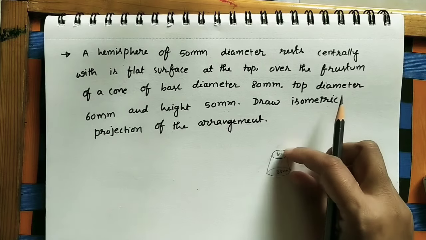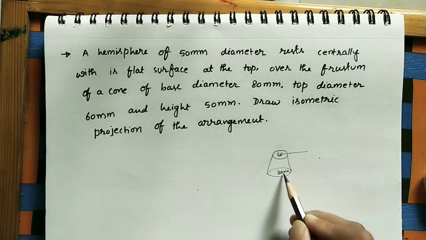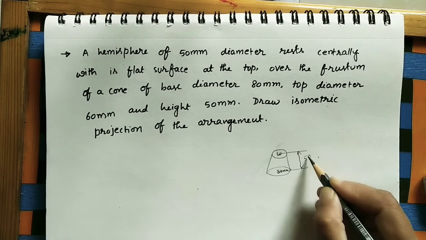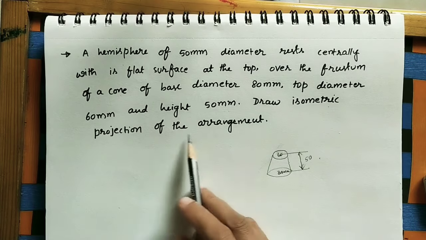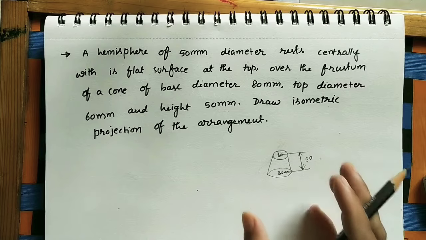And height is 50 mm. Height means the height of this frustum, from the center of this smaller one to the center of this bigger one. That is called height. How much has been given? 5 centimeters or 50 mm. Draw the isometric projection of the arrangement. The isometric diagram we need to draw. An isometric diagram is a three-dimensional diagram.